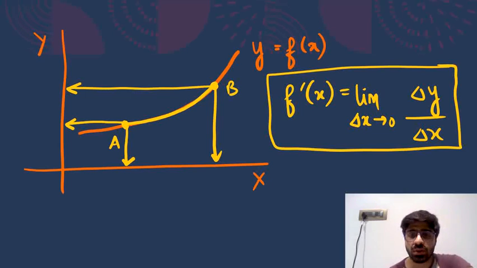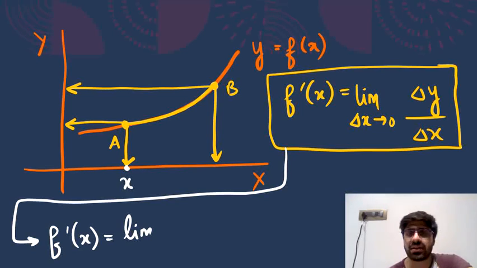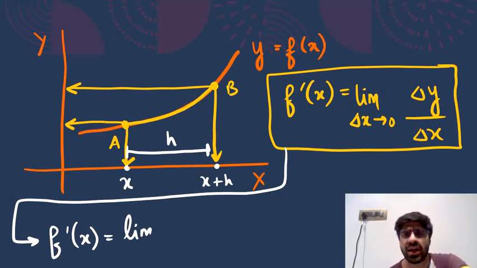Okay, now we need to just rearrange those terms, or write them in a different way, so that we can write that result in the form of a formula that we can use to solve our sums. f dash x will be equal to limit of, let us say that at this point the x coordinate was x, and at this point the x coordinate is x plus h. It is very clear that this distance out here is equal to h. Basically the x coordinate is changing by an amount equal to h.